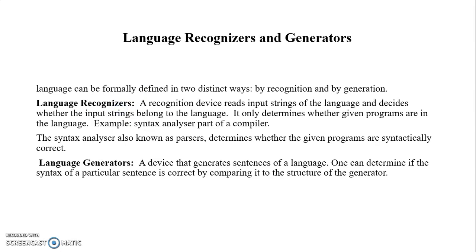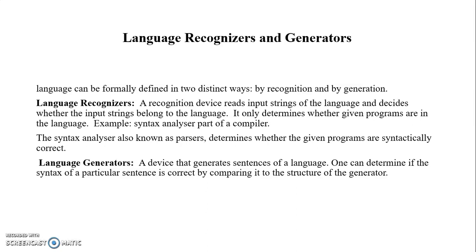Now we are coming to the language recognizer and language generator. These are two devices. One device reads input strings from the language, and the other kind of device generates the sentences of a language. First I'm coming to the language recognizer. A language can be formally defined in two distinct ways: one is by recognition and the other is by generation.